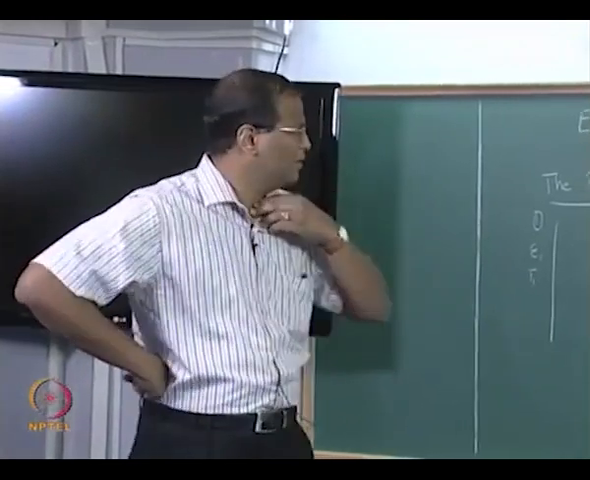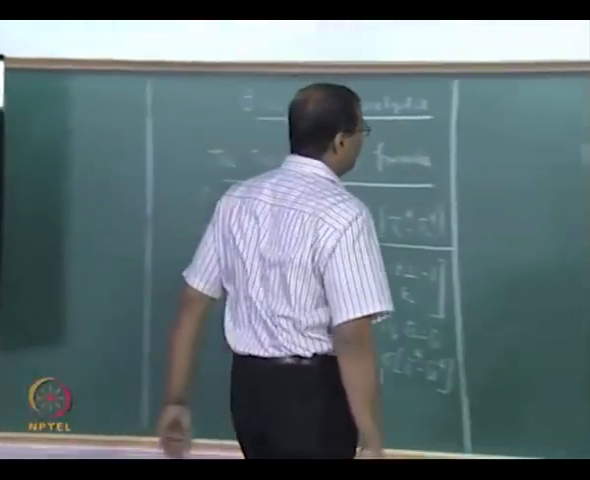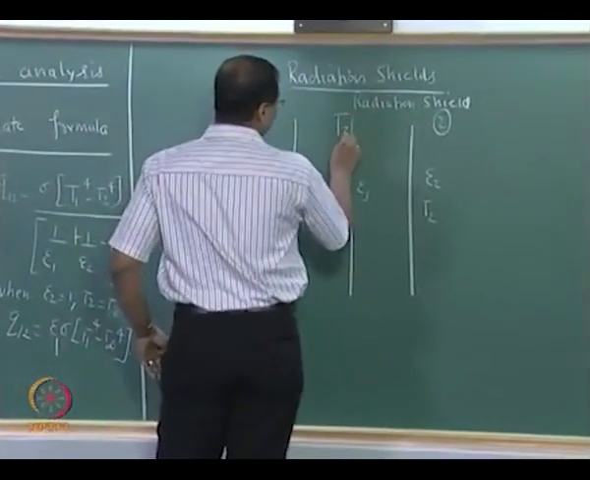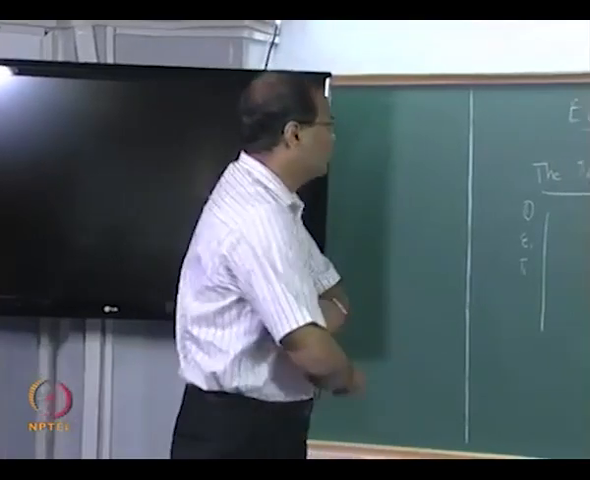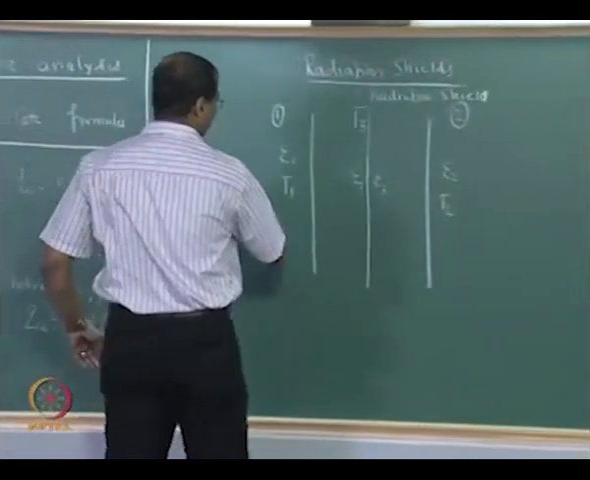Now let its temperature be T3. Now steady state prevails in the system. So the radiation heat transfer is taking place like this.